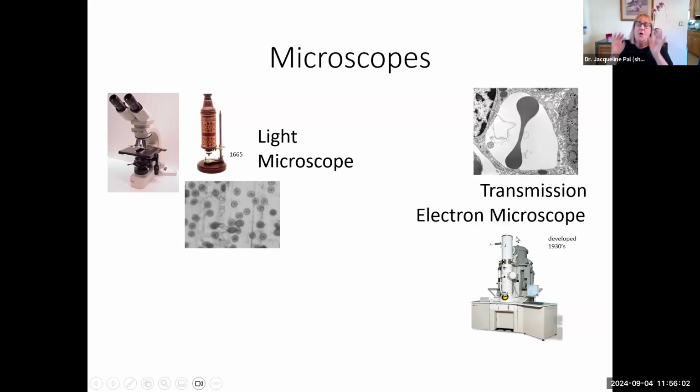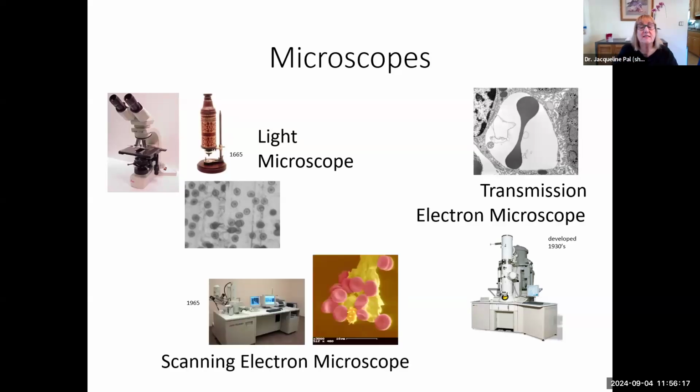Now, the problem with this is it doesn't let you look at interactions between cells and look at outside surfaces of cells very much. And for that, we look to a third type of microscope known as the scanning electron microscope, which was developed in the early 1960s. Once again, we coat this substance with metal, put it in a vacuum tube, and stream electrons over it. And here's one showing that it's been colorized.